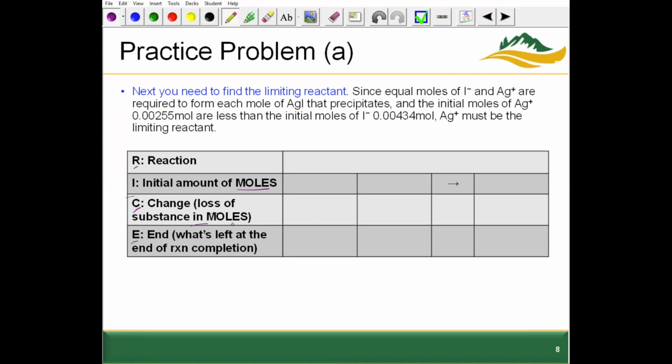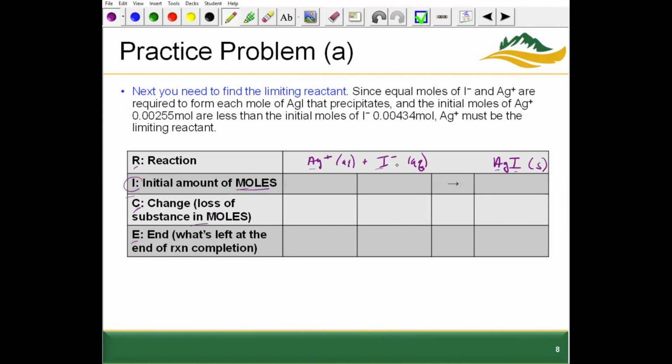So let's practice doing this RICE table again. For our reaction here, we have Ag+ and I−, both aqueous, that go on to form a precipitate of silver iodide. So here's the solid. Now for this table, we already have the initial amount of moles of each of these ions.